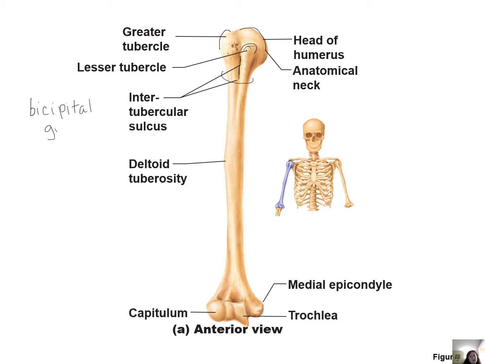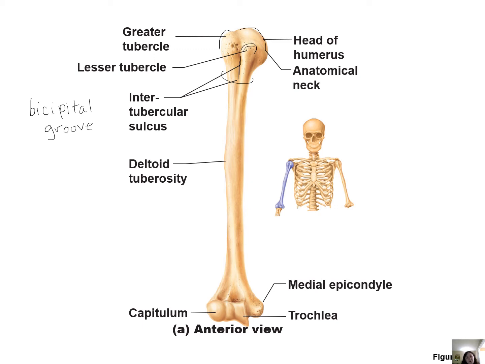So whichever one you remember is acceptable. A lot of folks go with bicipital groove. This is an attachment point for several muscles, including one of the tendons that attach the biceps brachii muscle to this bone. So bicipital groove or intertubercular sulcus.